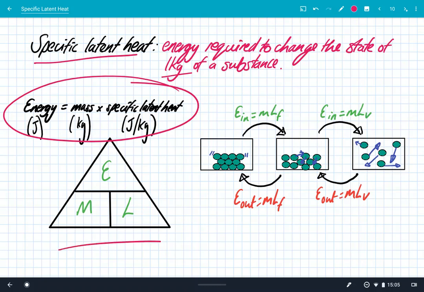The formula triangle given is here, and you just got to remember how to rearrange it by covering up and always starting at the top of your triangle. Remember that when we're going from a solid to a liquid, we're going to put energy in, and when we're going from a liquid to a gas, we're also going to put energy in. We use LF when we're going from solid to liquid, and we use LV when we're going from liquid to gas. And vice versa happens. Energy is given out when you're going from a gas to a liquid, and energy is given out when going from a liquid to a solid.